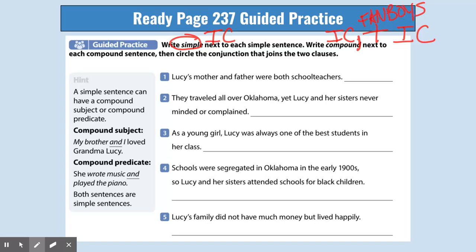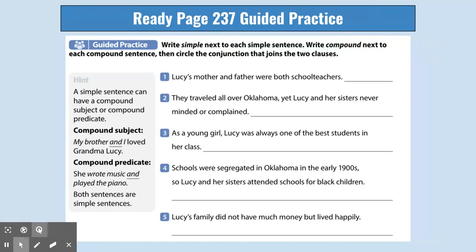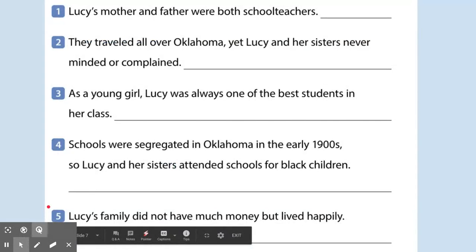One of our fanboys. Okay. So, and then we're going to circle the conjunction that joins the two clauses. So I'm going to switch to a different page. It's got a little bit bigger so I can write on it. All right.